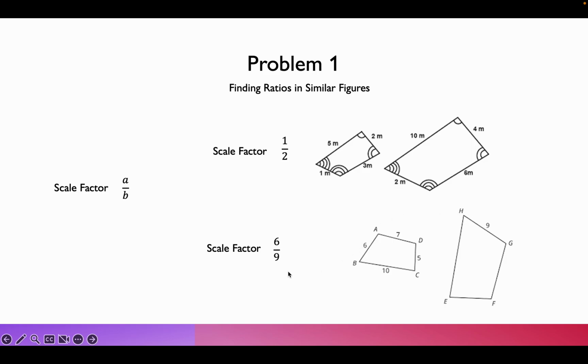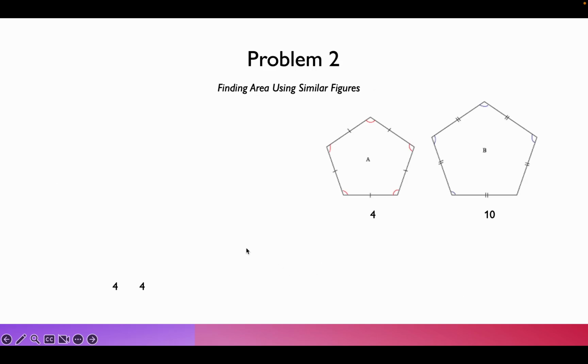6 over 9. Now, 6 over 9, I can reduce. So check out this one. Equals 2/3. I can do that because both 6 and 9 are divisible by 3. So if I divide 6 by 3, that equals 2. If I divide 9 by 3, that equals 3. All right, so finding area using similar figures.